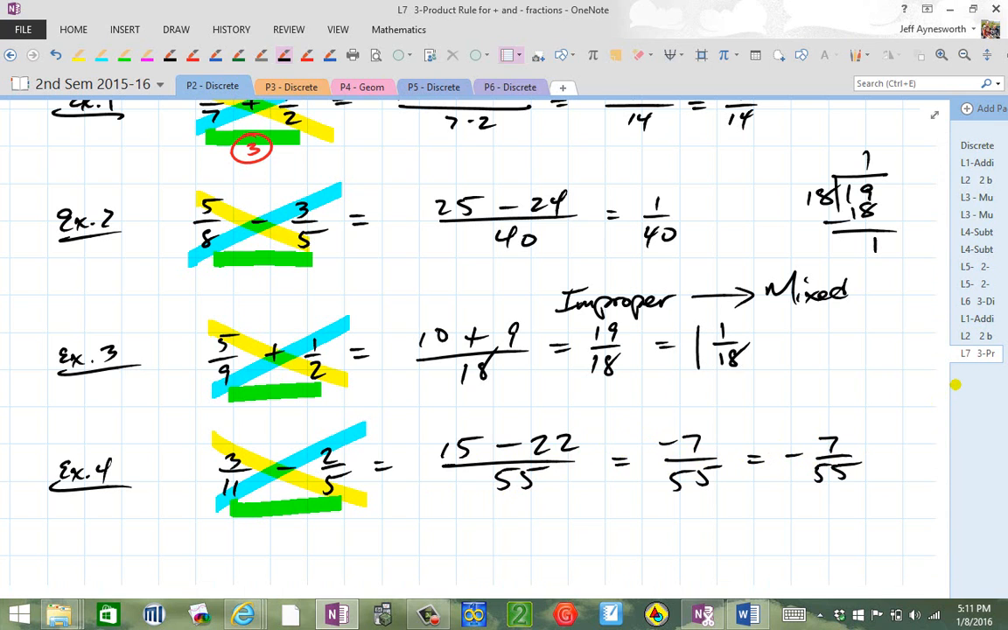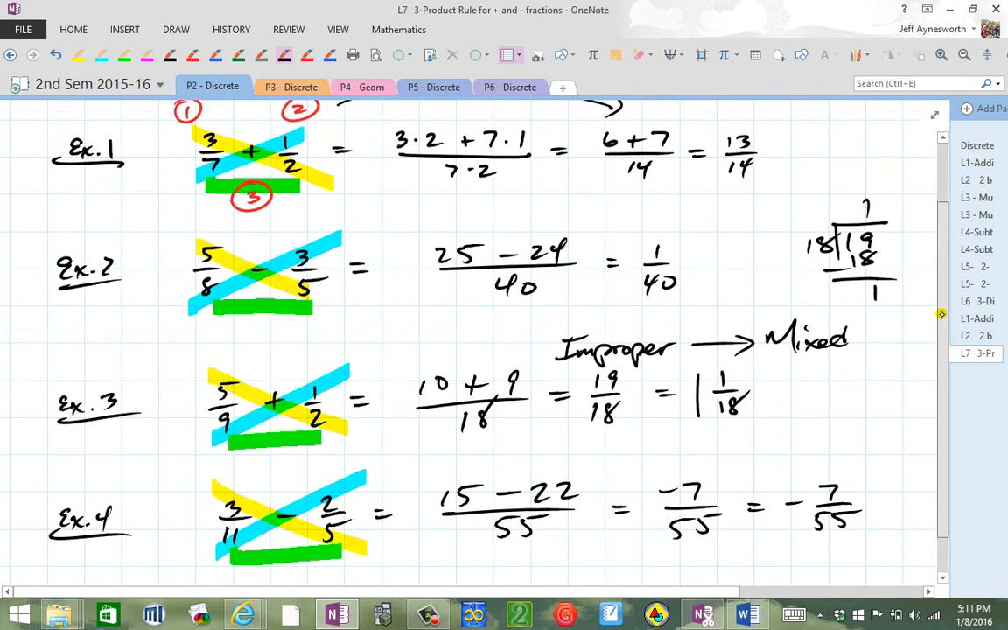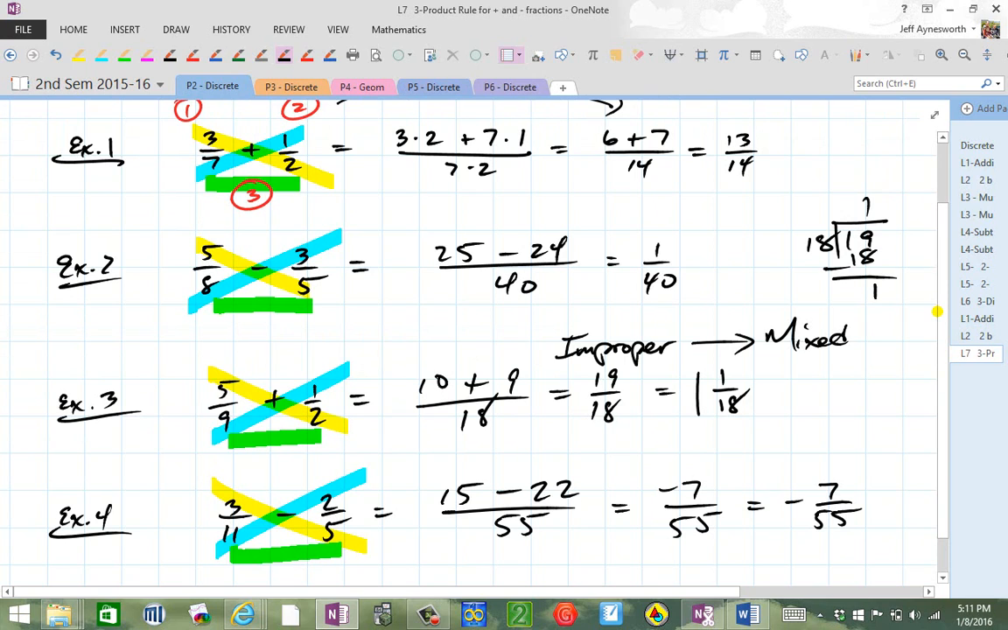All right, and it doesn't get any harder than that. With these four examples here, what I want you to do is pass out the practice sheet. There's 10 of them. Each one's 30 seconds or less. So it's a 5-minute activity. Take a look at it and practice the three product rule to get good at how to add and subtract fractions using multiplication.